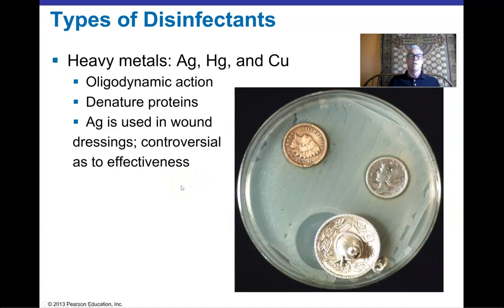Heavy metals can prevent microbial growth. You can see this is a silver dime. The Mercury dime was a piece of US currency back when they used to use pure silver to make coins out of. They stopped doing that because they got cheap. But you can see how it inhibited growth around the perimeter around the silver.